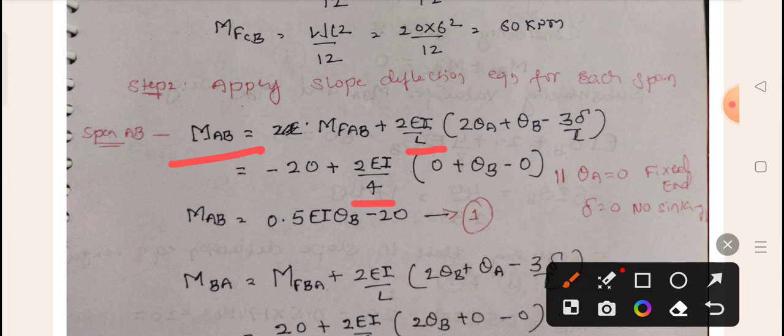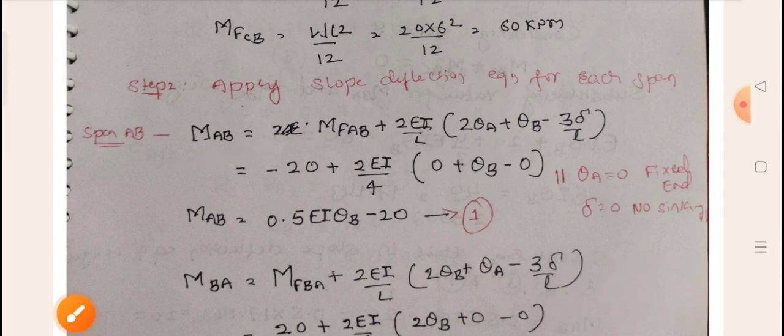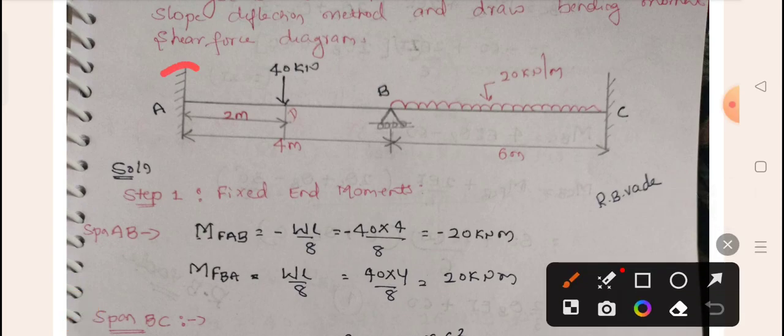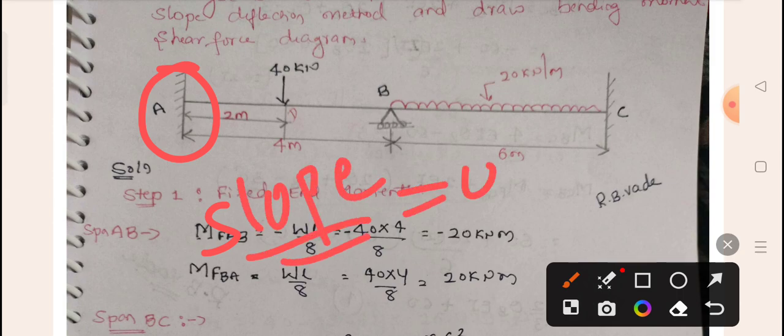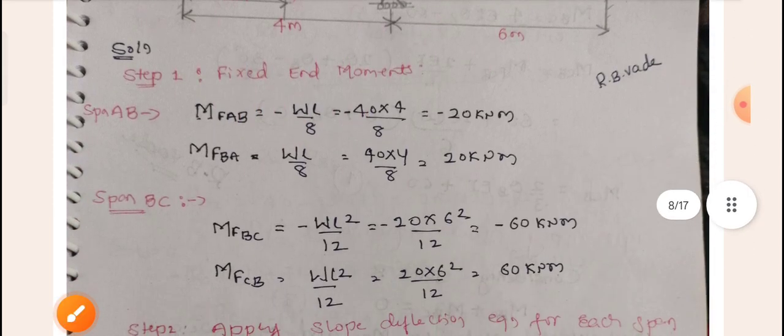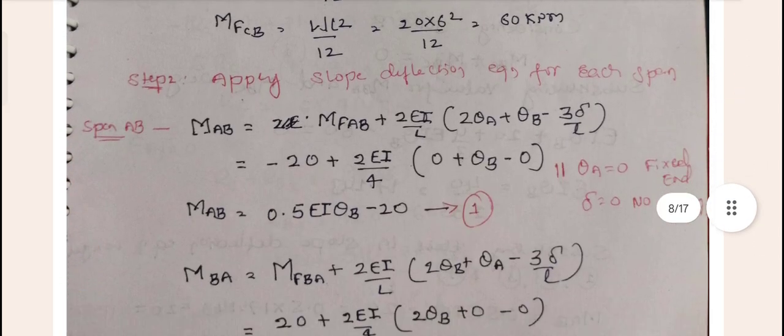So next is 2 theta A. Theta A is the slope at point A. If you go to the diagram, which support is A? Fixed support. In a fixed support, the slope will be equal to 0. If you go for roller and hinge support, theta will not be equal to 0. So here the theta A value will be equal to 0.